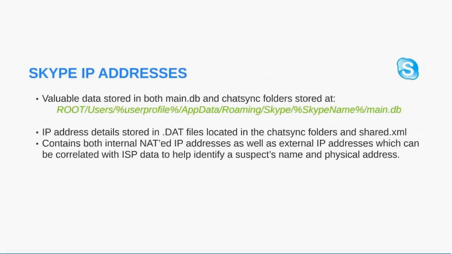So let's jump into the Skype. The main DB and chat sync folders are your primary sources of artifact evidence that you're going to be looking for in doing Skype analysis. You can see the user profile location, or the Skype profile, for the main DB located there on the main slide. This is for a Windows 7 machine, but the locations are relatively similar whether you're using a version of Windows, or even if you're using an iPhone or Android device. The paths are different, but the main DB and chat sync folders are your main sources of evidence.